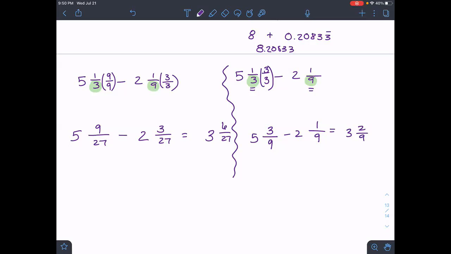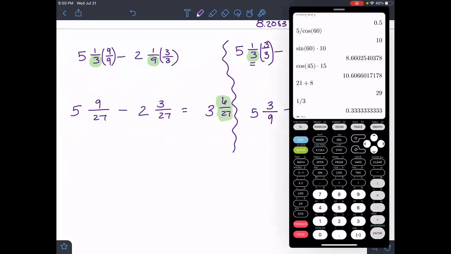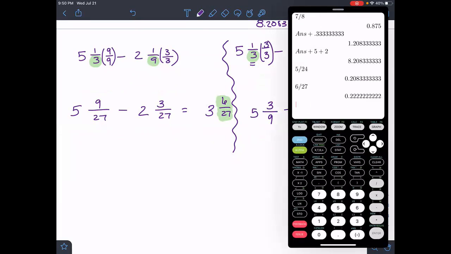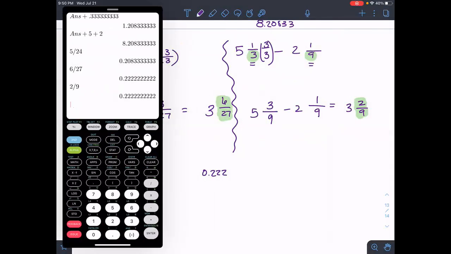So you might say, okay, well, why are these values different? Well, one is probably just a simplified version of the other. So again, to double check, I can do 6 divided by 27 in my calculator, and I get 0.222. Then I can do 2 divided by 9, and I should also get 0.222. So this is 3.222, and this is 3.222. They are the same thing. So 3 and 6/27 is the same as 3 and 2/9.